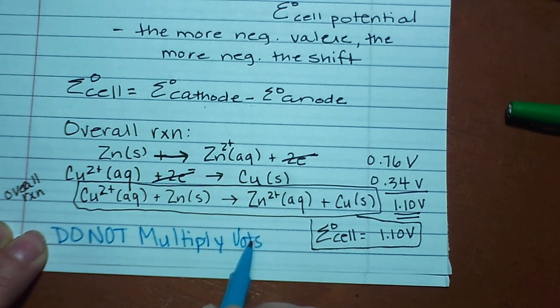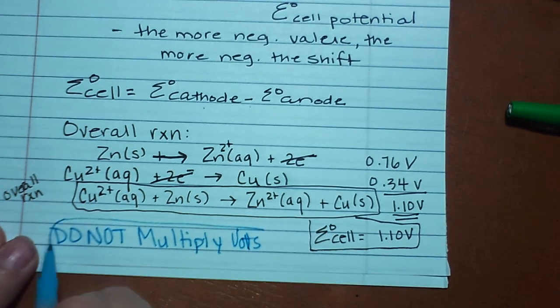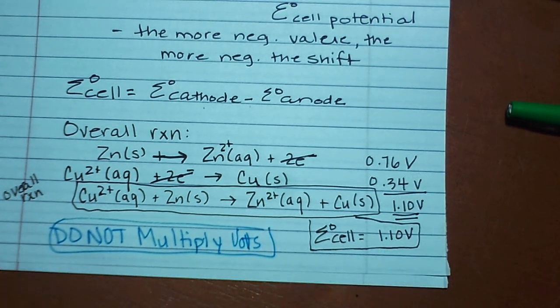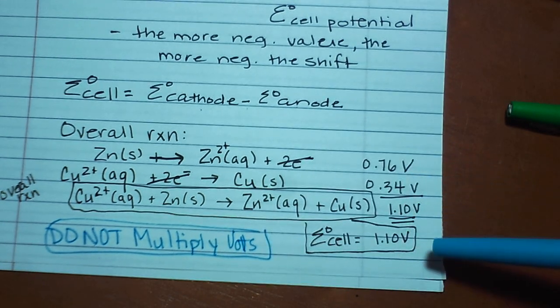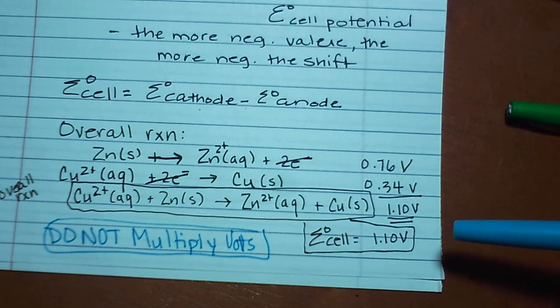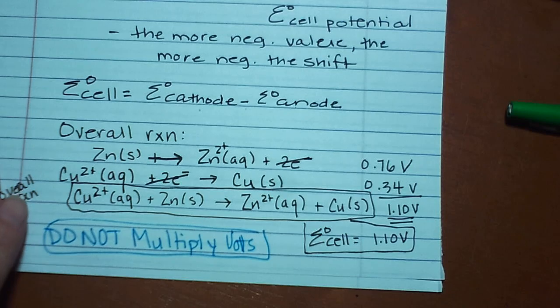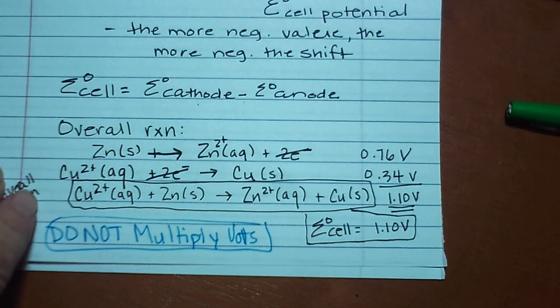Okay? You do not multiply the volts. You leave the volts just as they are. That's one of the questions you'll see on the test: they'll say, give me the overall equation, and then give me the E naught cell. What they're trying to see is, do you multiply the voltage? You do not multiply the voltage. Okay? And she's going to talk about that in the video tonight also. All right, next.